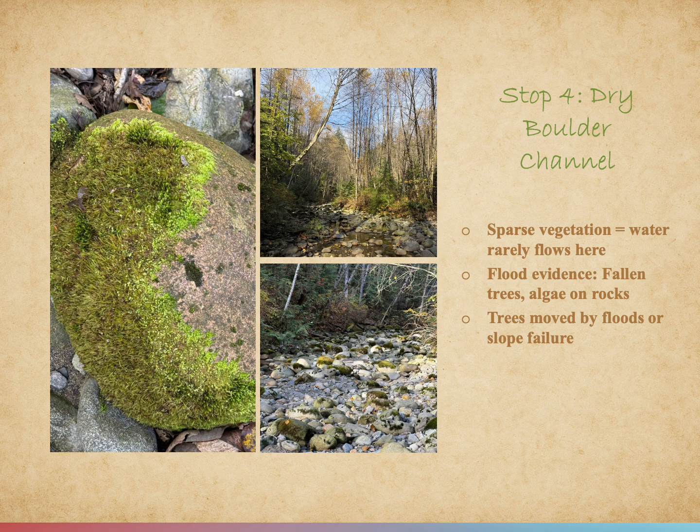Here we have our stop 4, which is called Dry Boulder Channel. Here the vegetation was sparse, and this tells us the water only flows there during rare or extreme flood weather. We saw fallen trees and logs and some slippery rocks in this area. All of these are signs of recent flooding and mass wasting. Floods and landslides move trees from upstream to downstream.